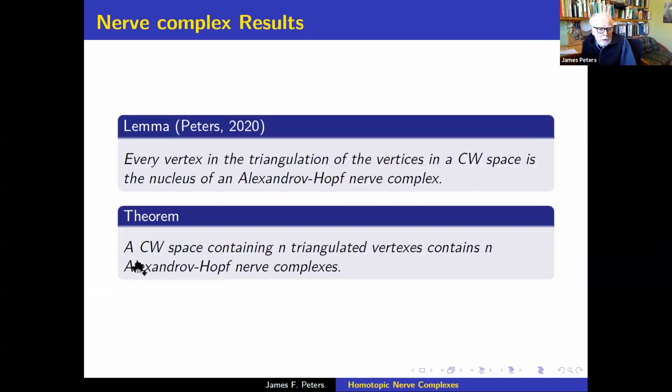And here we have some elementary results. One of them, published recently by me, is that every vertex in a triangulation of the vertices in a CW space is in fact the nucleus. It's the common vertex of an Alexandrov nerve complex. And then the theorem is that a CW space containing n triangulated vertices contains n Alexandrov nerve complexes.